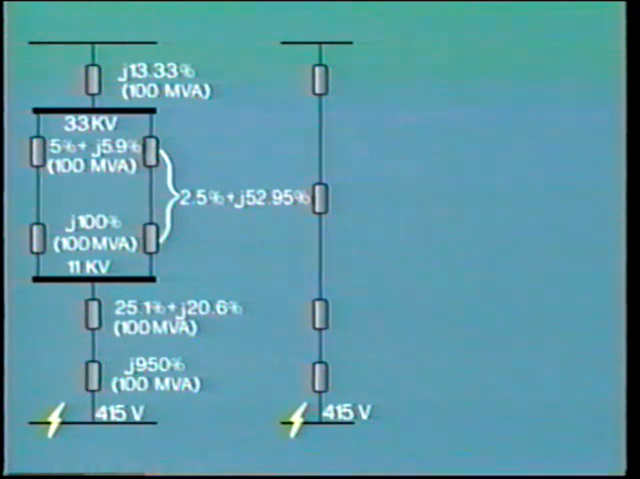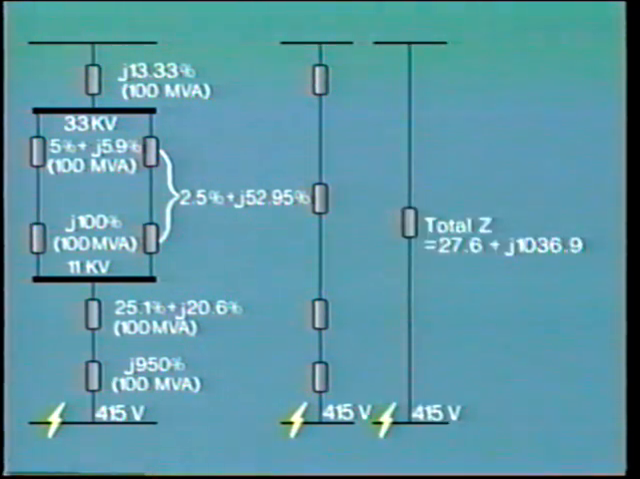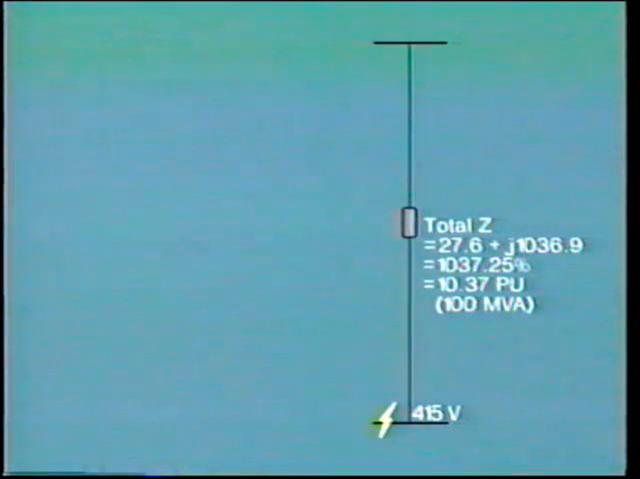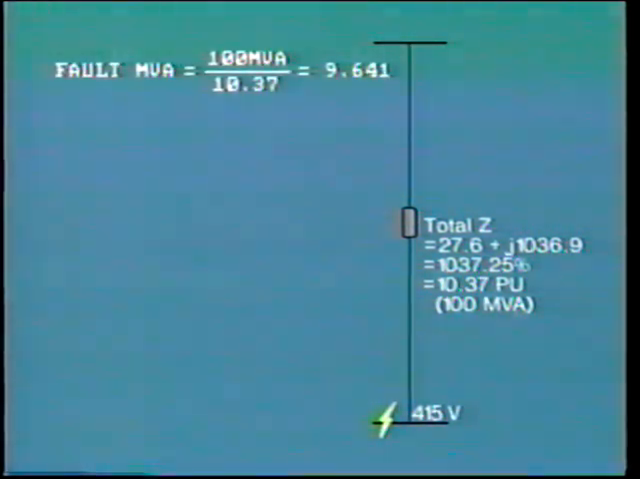Now, adding all of the impedances together, we come up with a percentage impedance of 27.6 plus j1036.9% on a base of 100 MVA. By calculating this out, we find that the total impedance is equal to 1037.25%. From this, we can calculate that for a fault on the 415-volt bus, the fault MVA will be 100 MVA divided by 10.37, and this comes out to 9.641 MVA.